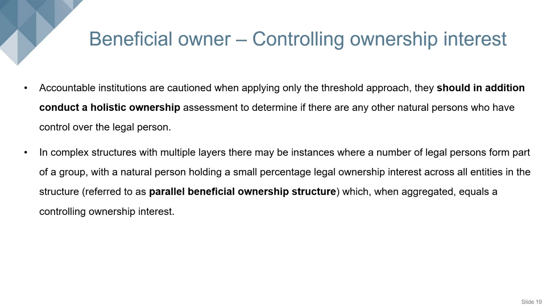So this is why you need to conduct a holistic ownership assessment of the legal ownership interest, because sometimes it may at face value look like this natural person only holds 3% of the structure. But when you look at the different entities and the different layers across the structure, you see that this person actually cumulatively, as an aggregate and in totality, owns maybe 10% of the structure, and that would be your beneficial owner because they own 5% or more.